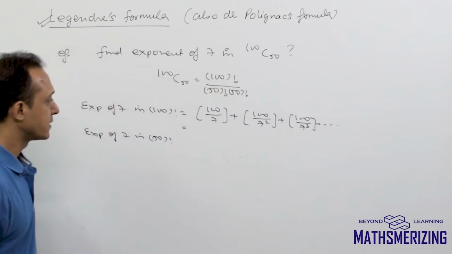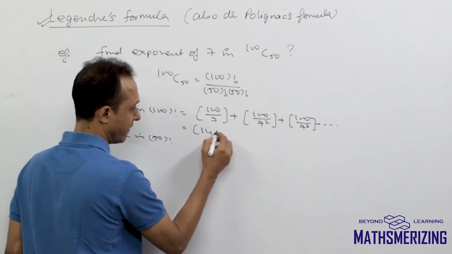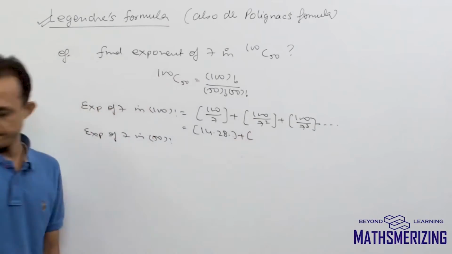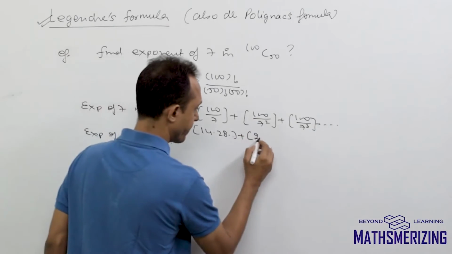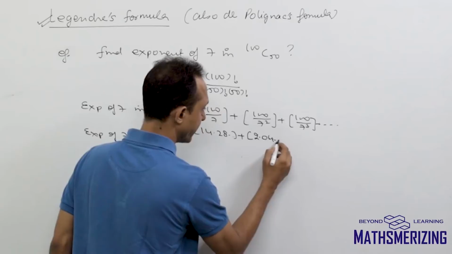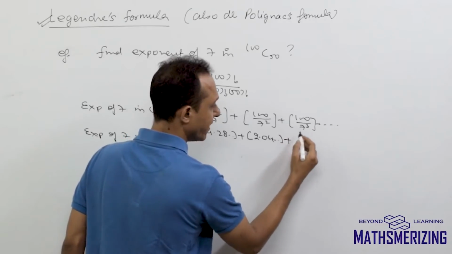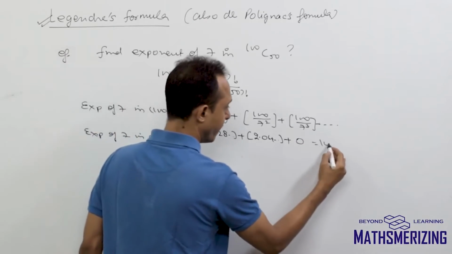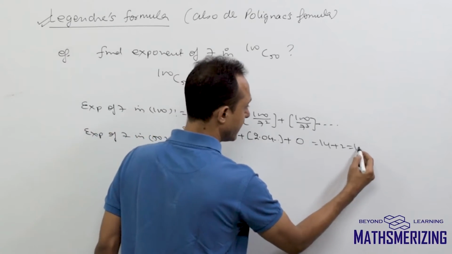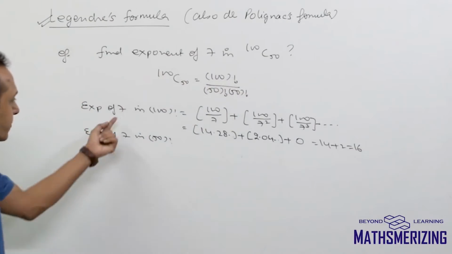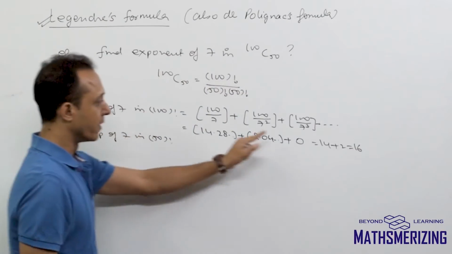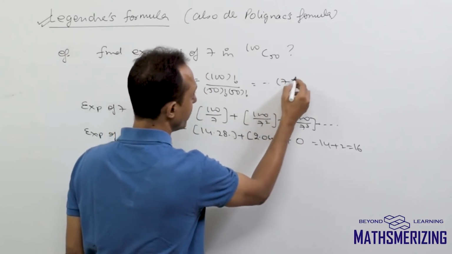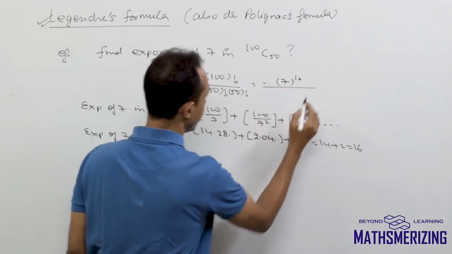Now 100 by 7 is nearly 14.28 something. Then this is 2.4 something, and then this value is less than 1, so it will be 0. So it will simply be 14 plus 2, that is 16. So the exponent of 7 in factorial 100 is 16. So it will have 7 to the power 16 in the numerator.